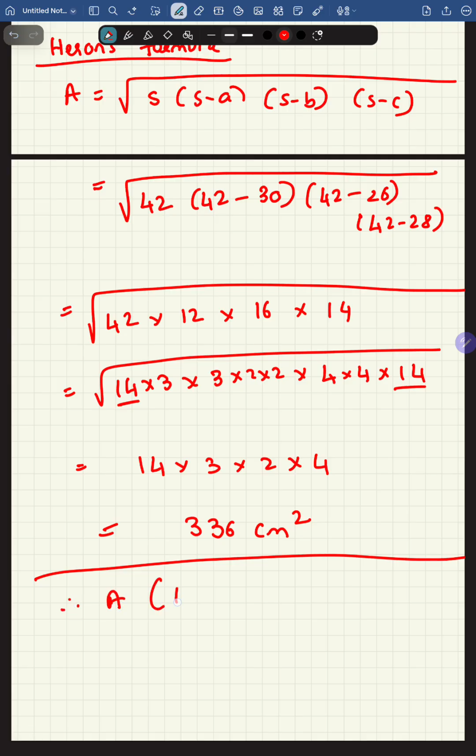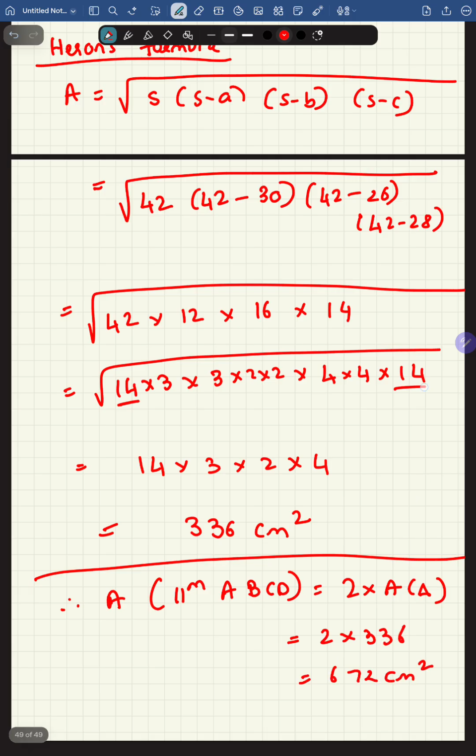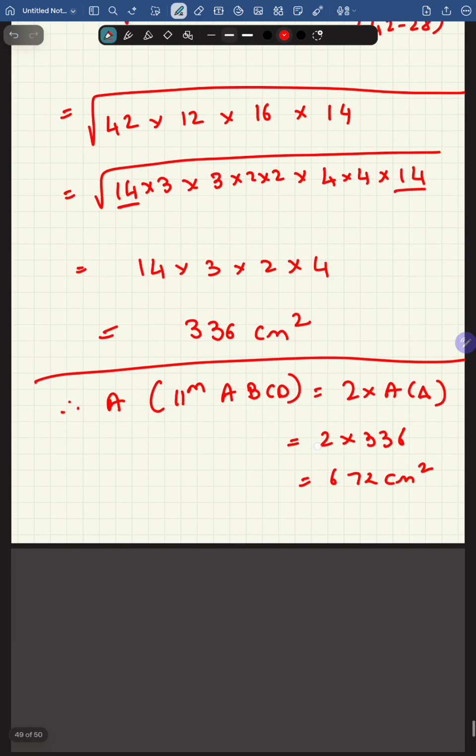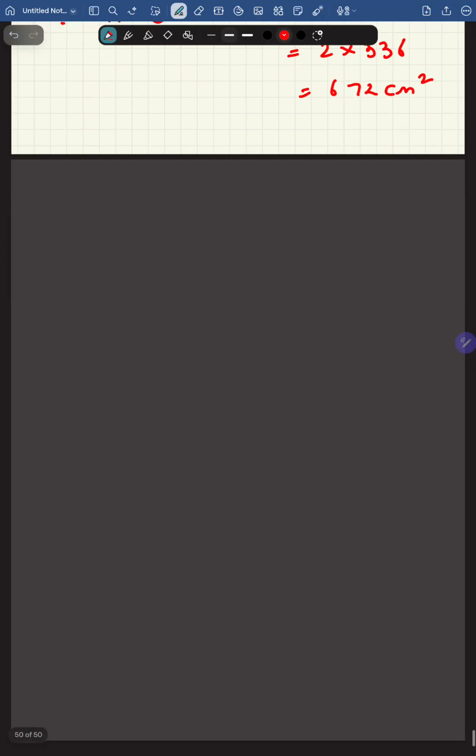Therefore, the area of parallelogram ABCD will be 2 times the area of the triangle. So 2 into 336 is 672 centimeters square. Please note down, it was relatively new for you. But very easy, nothing great about it. Note down this formula, it will help you a lot.